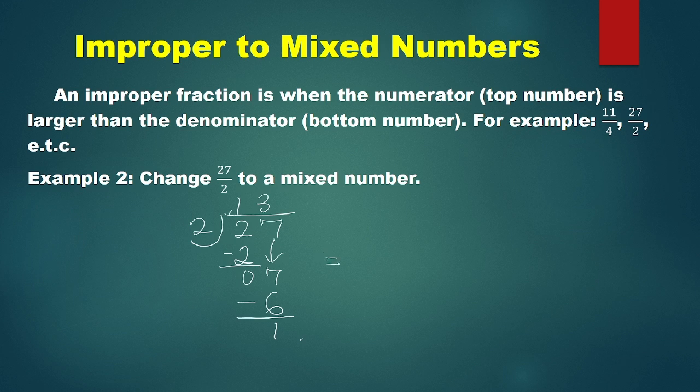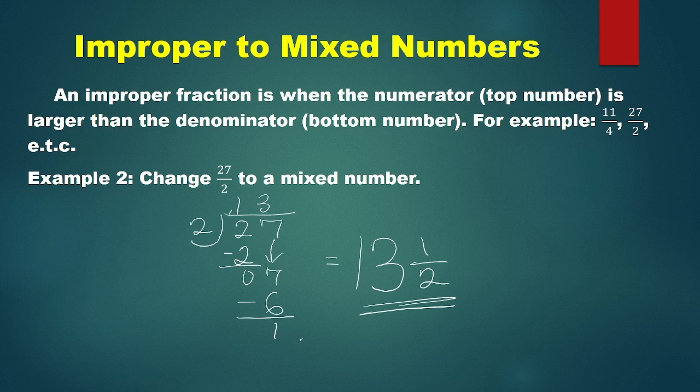Don't forget, my quotient becomes my new whole number. So my whole number is 13. My remainder, which is 1, becomes the new numerator and my denominator remains the same, 2. So it means that 27 over 2 is equal to 13 whole number, 1 over 2.